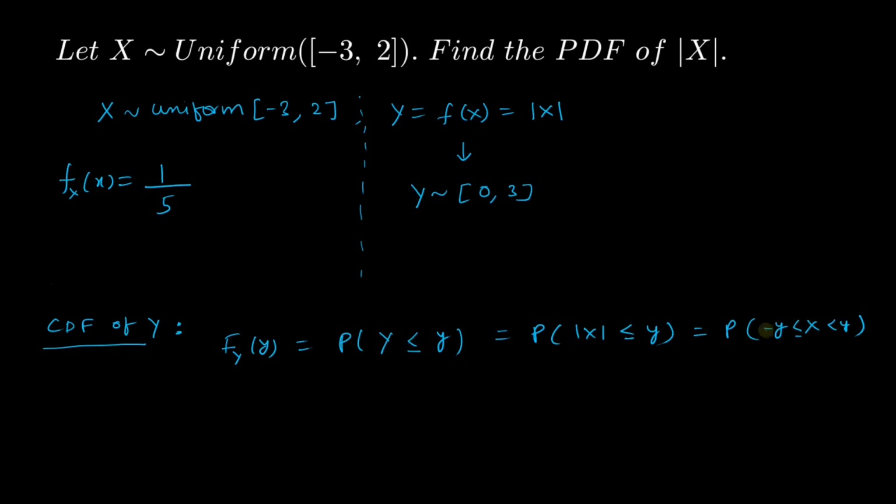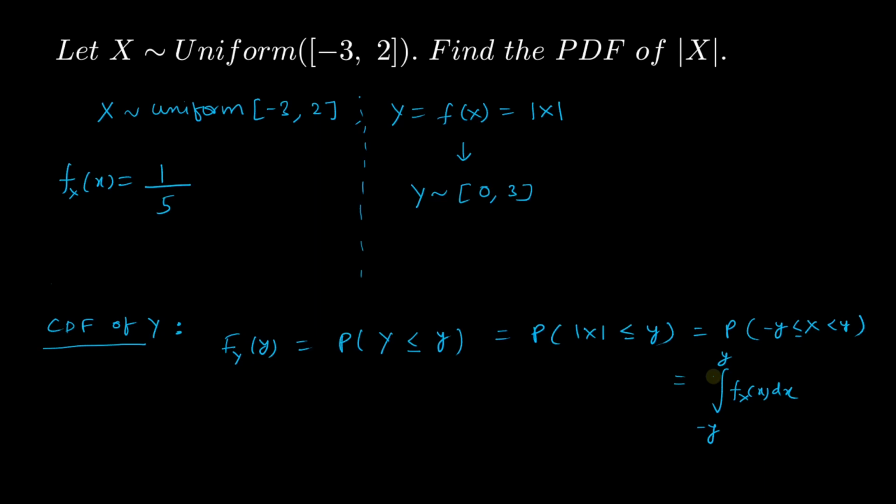As you can observe here, initially we had the problem of finding the CDF of y, and we converted it into a form that requires calculating some probability of x, and we already know everything about the distribution of x, so we can easily calculate this probability by just integrating the PDF. We integrate the PDF of x, which is 1 by 5, from -y to +y. The next step that comes to mind is to put this value of fx, the PDF of x, here, integrate it, and find the CDF of y.